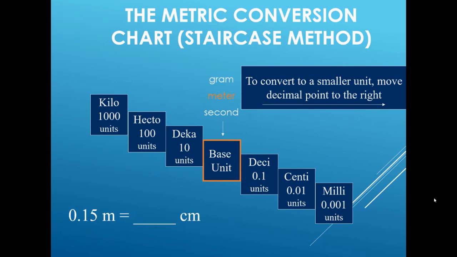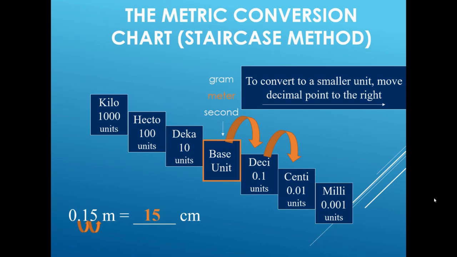To get to the centi prefix, we need to move to the right. One space to the right is deci, so we need to move one more space to get to centi. This movement represents the movement of the decimal point 2 places to the right. So we are going to take our decimal point and move it 2 spaces to the right. This gives us a resultant number of 15. So there are 15 centimeters in 0.15 meters.